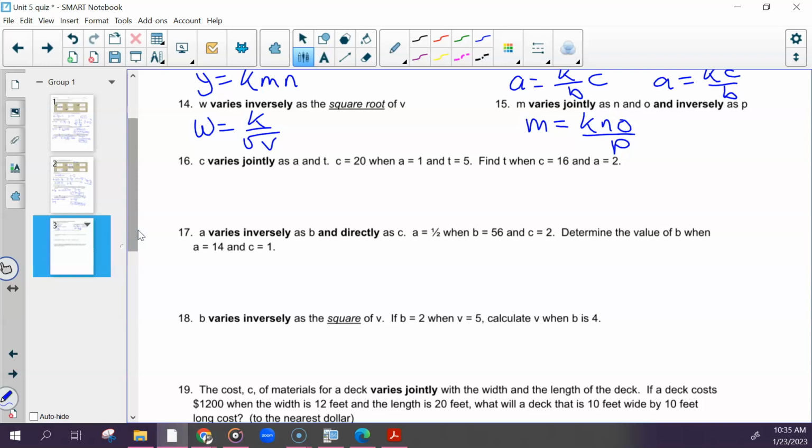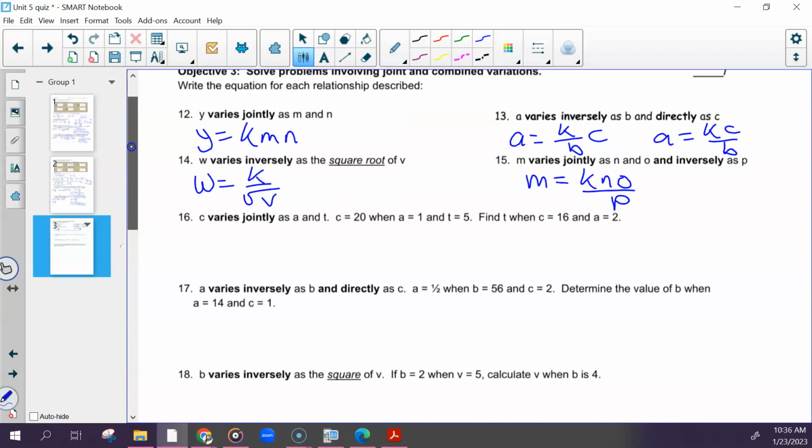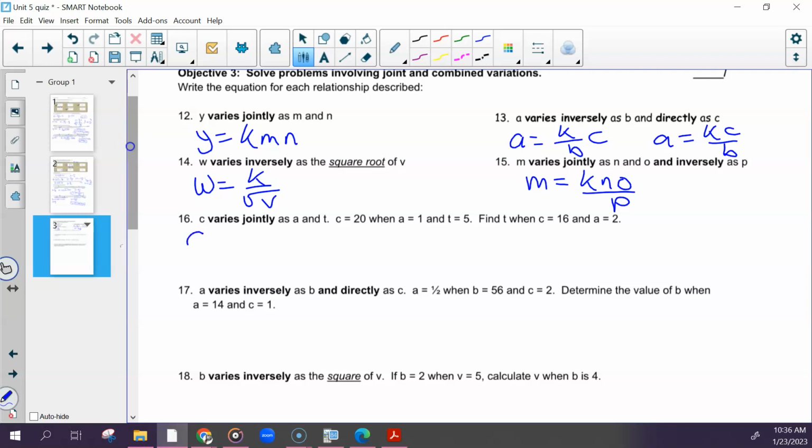Okay. As you were doing these other ones, you should have noticed that the 4 equations you just set up, one of those would have helped you set up each of these. So for 16, C varies jointly as A and T. That is very much like 12. So C equals KAT is how we would set that up. Put in all of your numbers to find K. So 20 equals K times 1 times 5. And then start to solve for K.